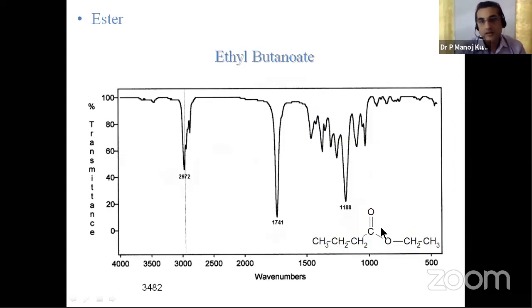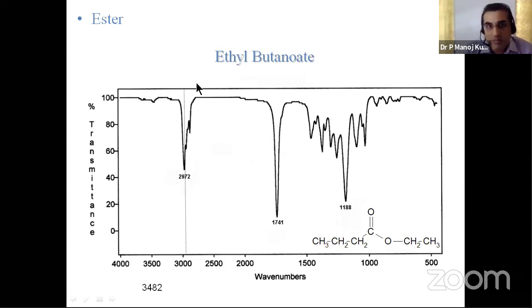Ester, C double bond O. Higher wave number. Why are you getting a higher wave number for C double bond O over here? You see 1741. It is around 1725 to 1750. It will be more than 1715. It is more than that of the previous one. That is more than an aldehyde also. Why more than an aldehyde? Because oxygen is highly electronegative. It will pull the electrons. So because of that, what will happen? The bond will be highly strengthened and you will get a peak at a very high wave number of 1741.